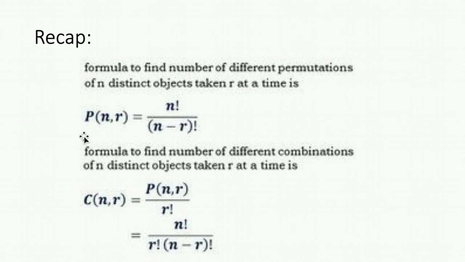Finally, here's a recap of the whole lesson. Permutation is where the order of the arrangement matters, and combination is when the order of the arrangement doesn't matter.